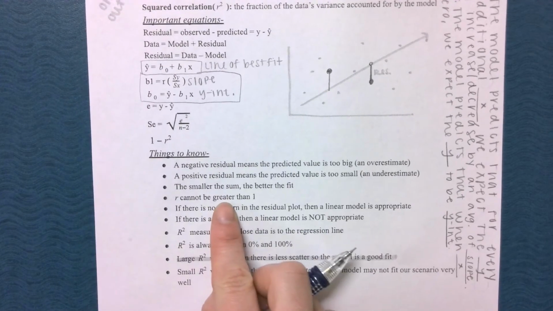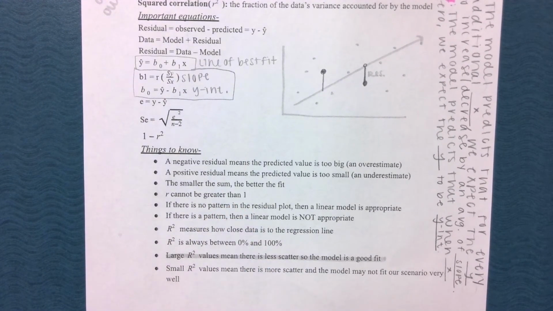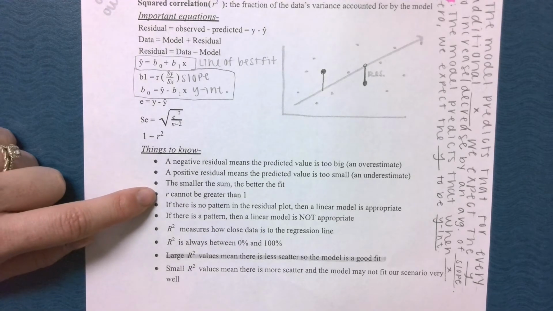Keep in mind that R cannot be greater than 1. Oftentimes you'll see kind of random multiple choice questions where they say, I found a correlation coefficient of 1.79. It shows that it's a very strong relationship. That is absolutely false because that R cannot be greater than 1.